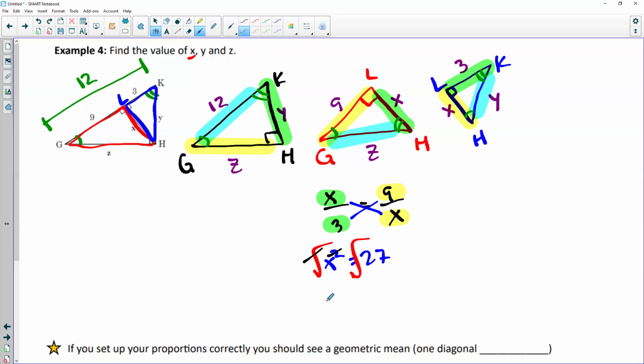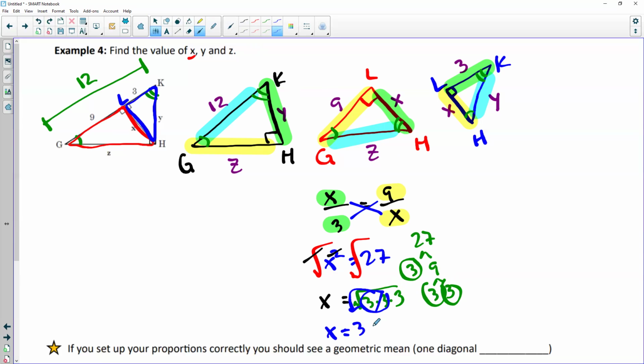We see here that these cancel. We're left with x is equal to the square root of 27, which can actually be simplified. 27 can be broken down into 3 times 9. 3's prime. This can be broken down into 3 times 3. So this means that x is equal to the square root of 3 times 3 times 3, which gives us a pair of 3's here, letting us know that one 3 comes out. And we're left with square root of 3 on the inside. So our answer for x would be 3 square root of 3.